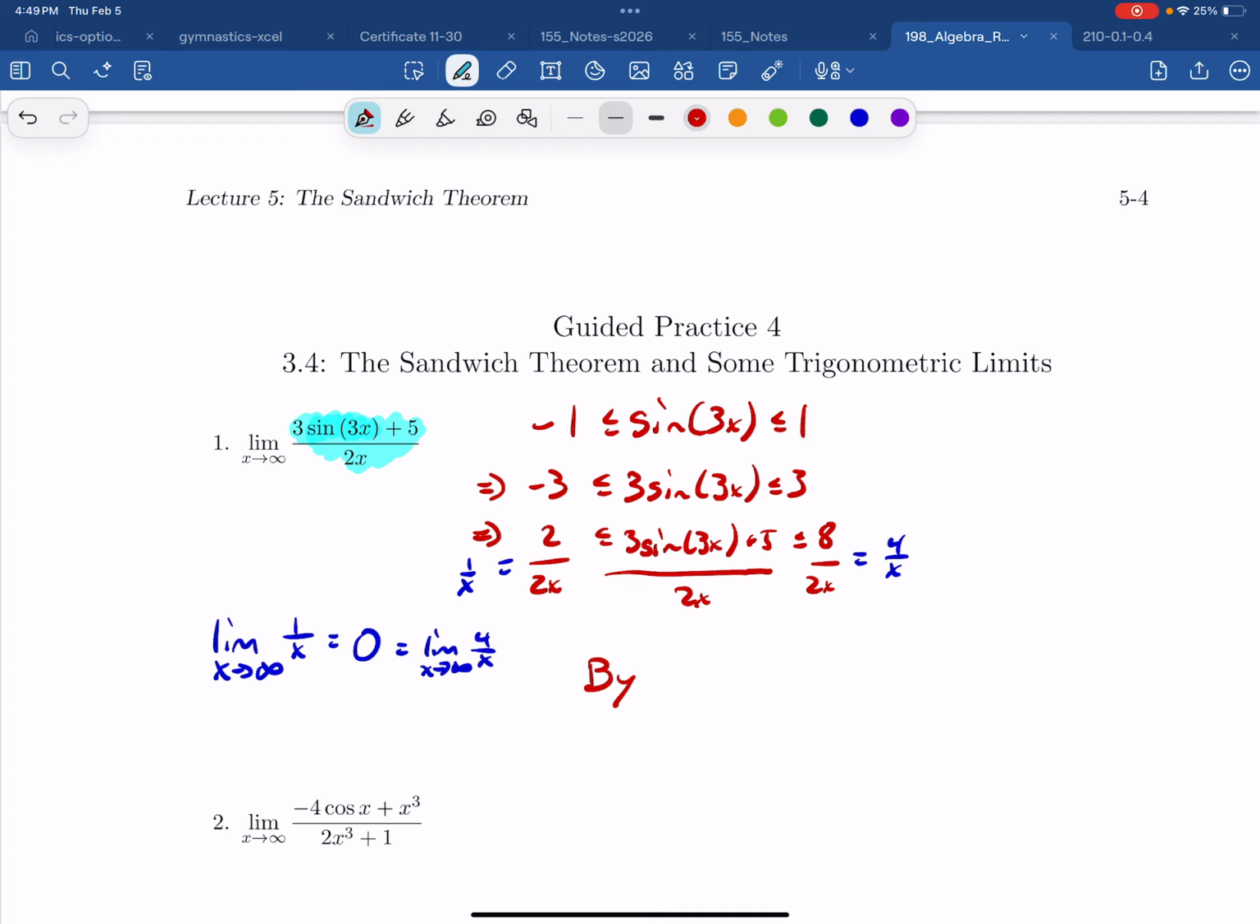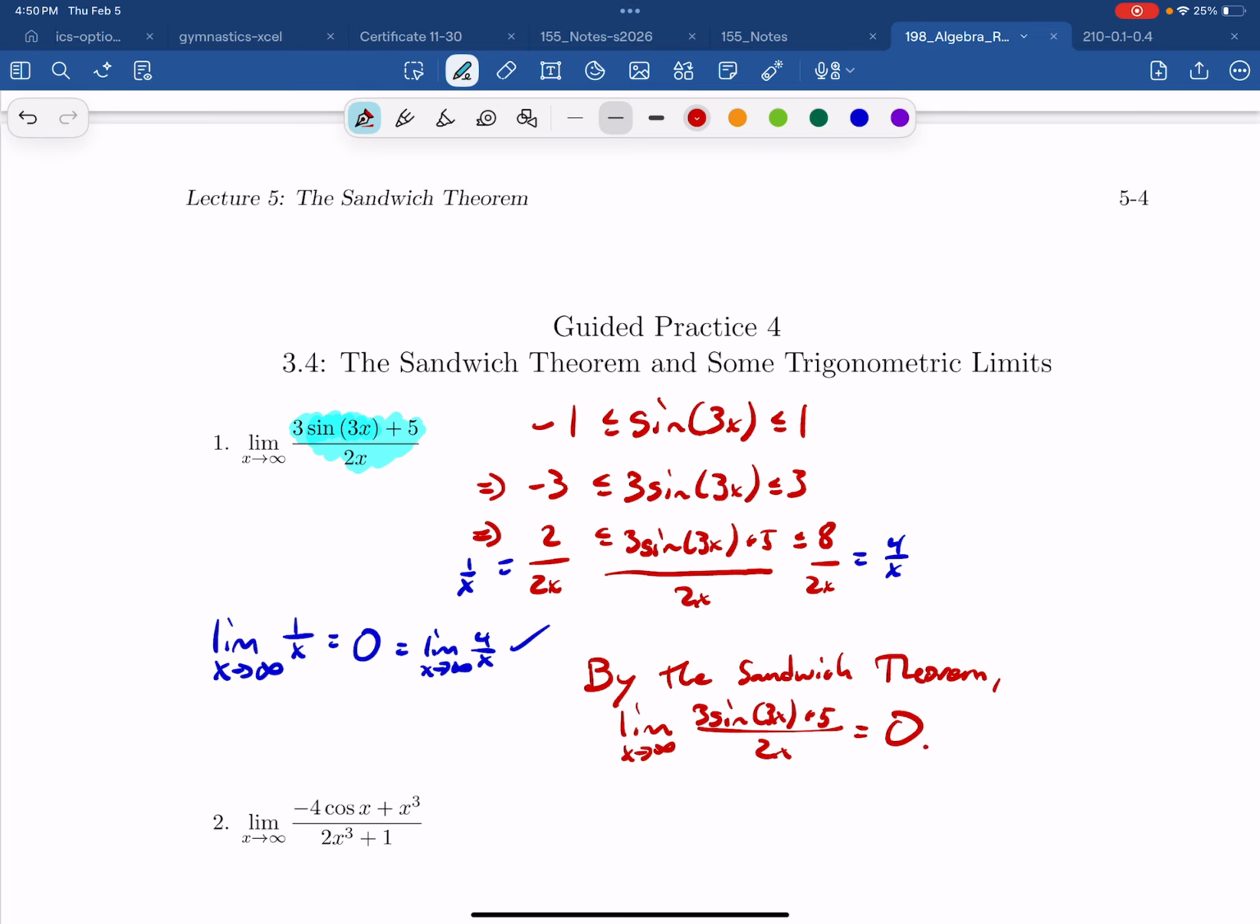And so then we always say, and that's good, we need them to equal each other. So we always say by the sandwich theorem, because we haven't actually answered the question, we haven't actually found the limit. The limit as x approaches infinity of 3 sine of 3x plus 5 all over 2x equals 0.